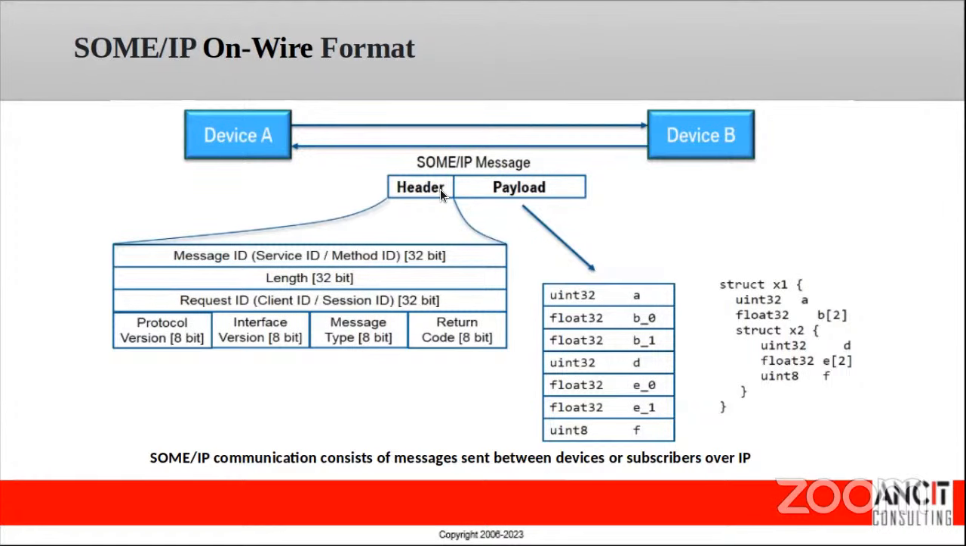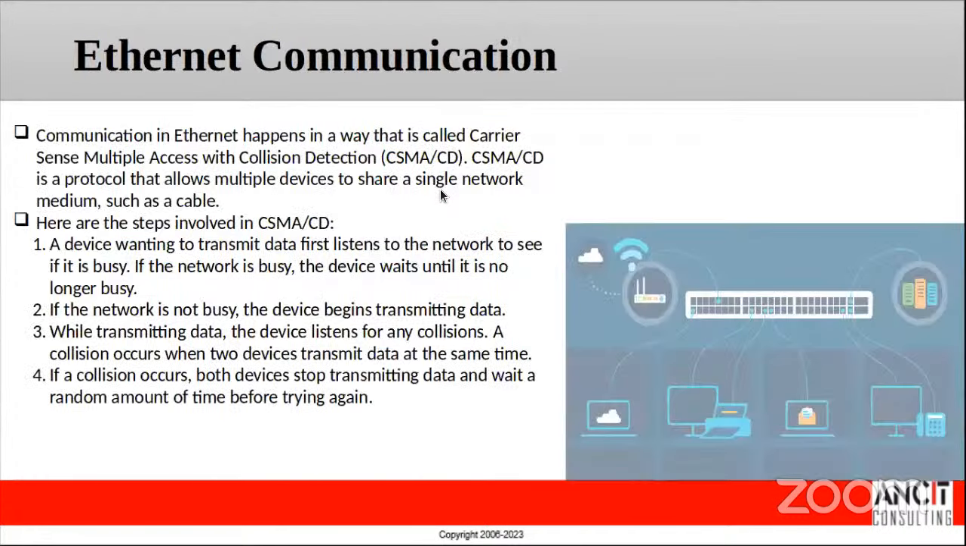Hi Hemant, sorry to disturb you. I just want to understand first: you explained TCP, UDP and Ethernet. Before jumping into SOME/IP, can you please explain how TCP, UDP and Ethernet are relevant to SOME/IP and what their importance is in SOME/IP?